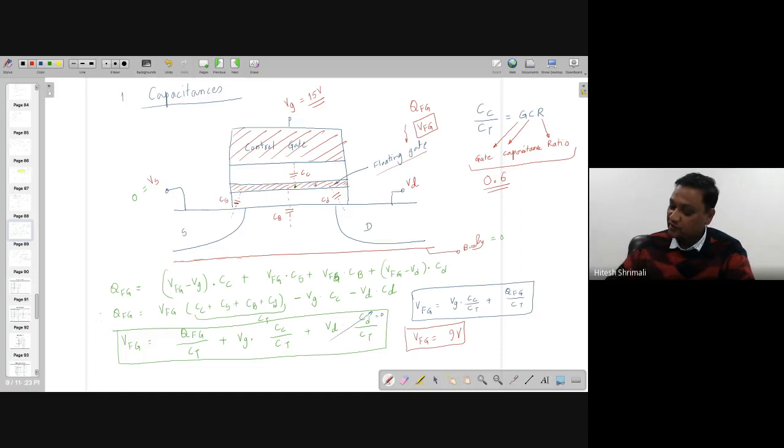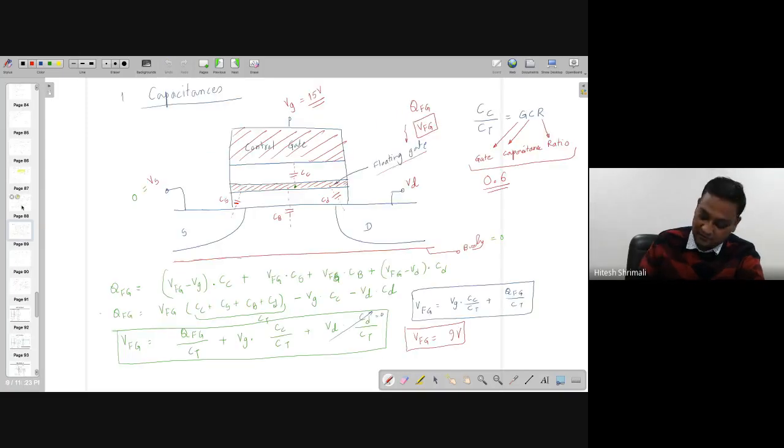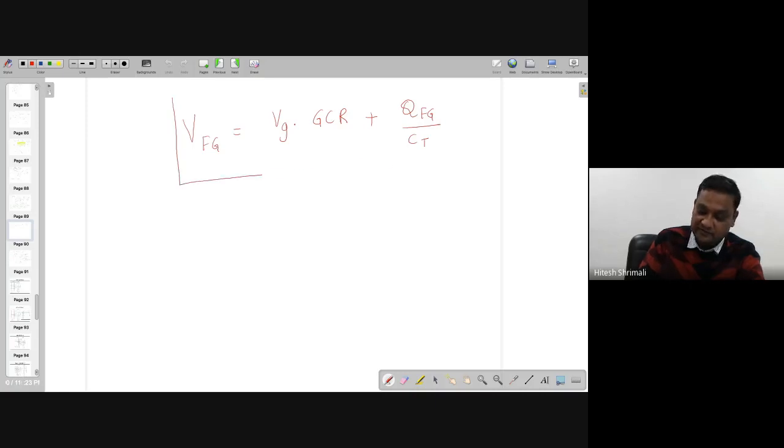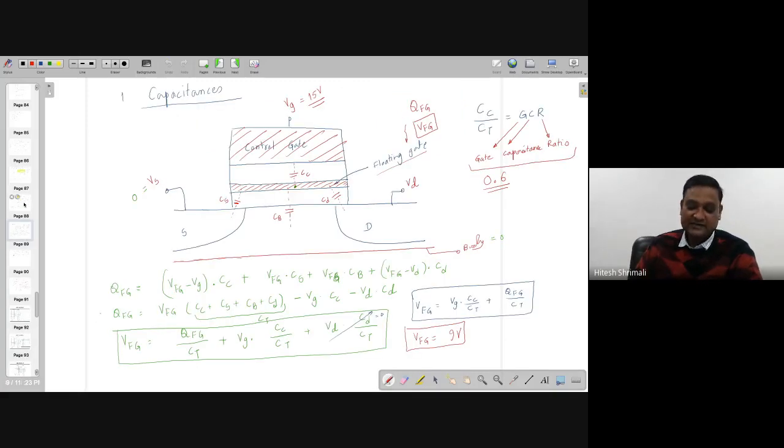But the most important part was this one, and let's write it down in golden fonts: VFG is nothing but VG times the gate-to-ground capacitance ratio plus QFG divided by CT, right? Let's keep it somewhere with a note that we are going to use it. Whenever you feel you forgot it, you can just look at this parasitic model and write down this equation and have it anytime.